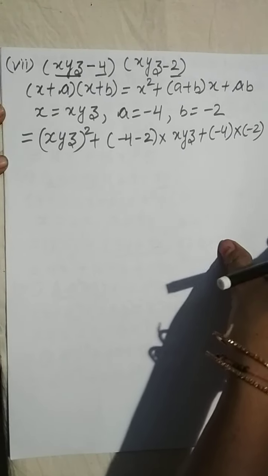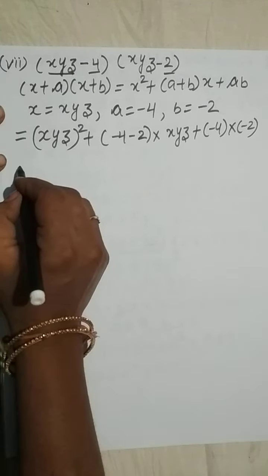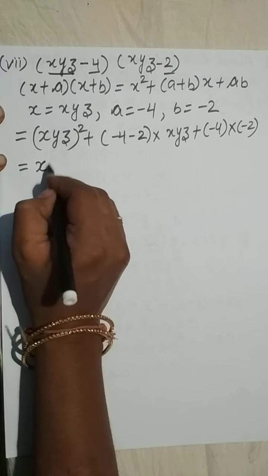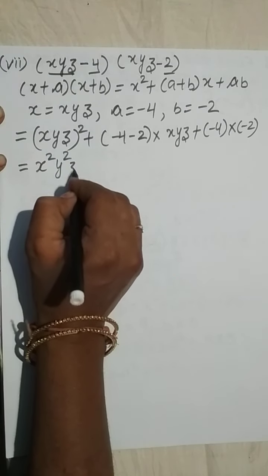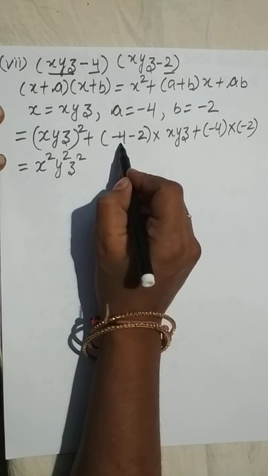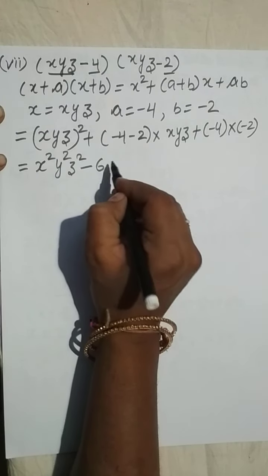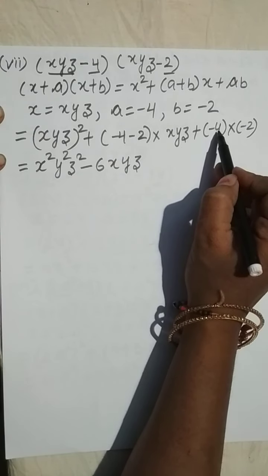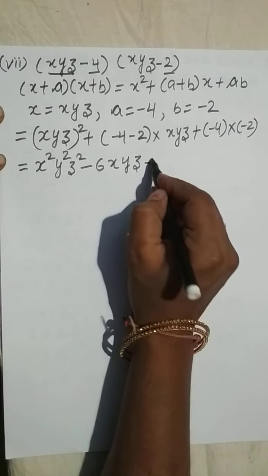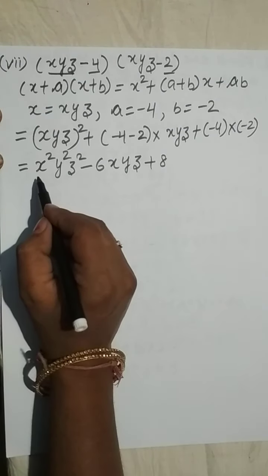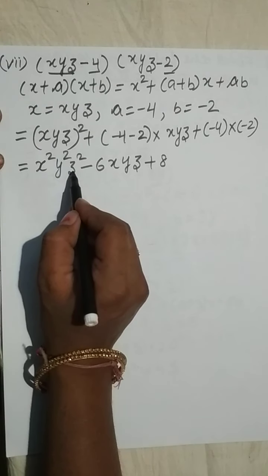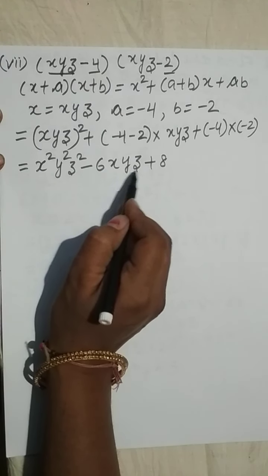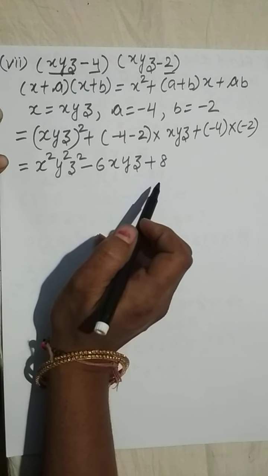Now the square of xyz is x square y square z square. Minus 4 minus 2 is minus 6xyz. Minus 4 multiplied by minus 2 is plus 8. So x square y square z square minus 6xyz plus 8 is the required answer.